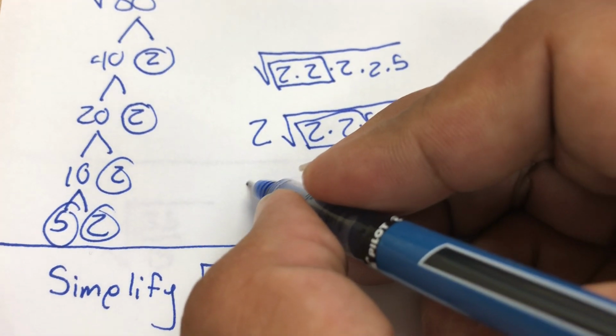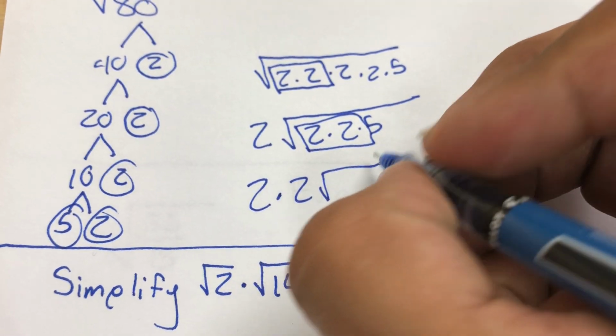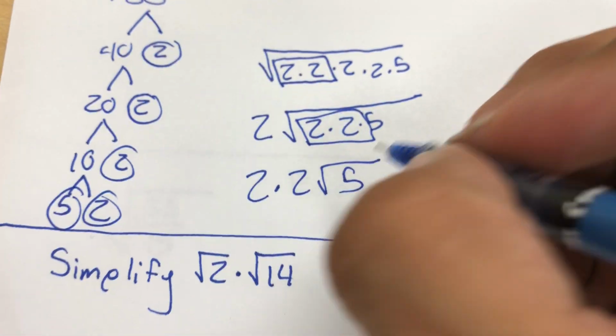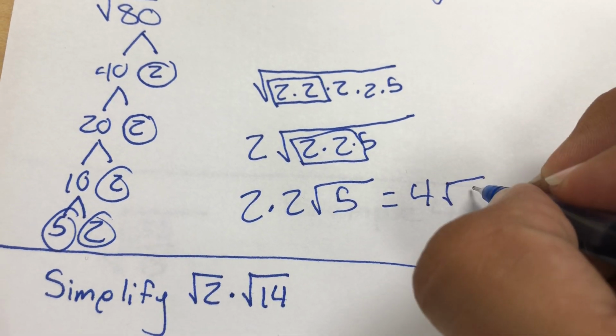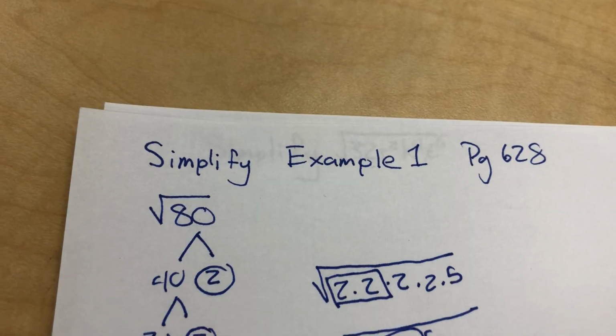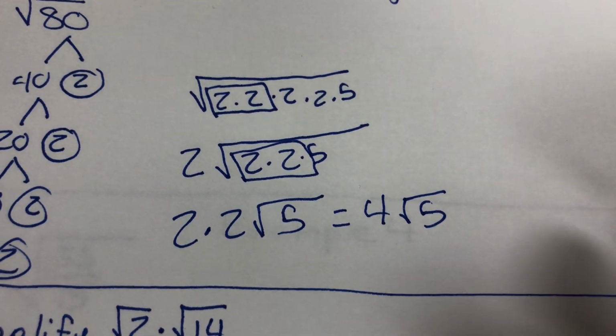So that's going to be left with 2 times 2, and the square root of what's left inside is 5. So the answer to this is 4 square root of 5. And that is the square root of 80 simplified.